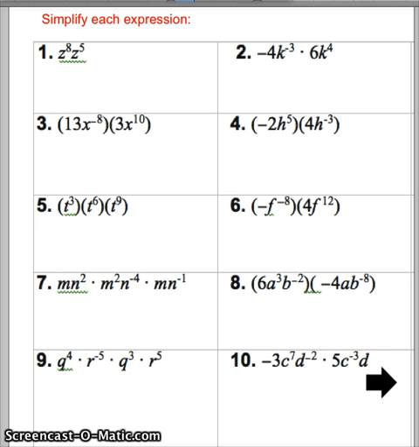So z to the 8 times z to the 5. Again, we have z and z, and we're going to add our exponents. 8 plus 5 gives us 13.